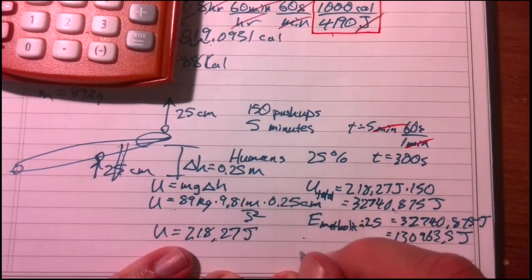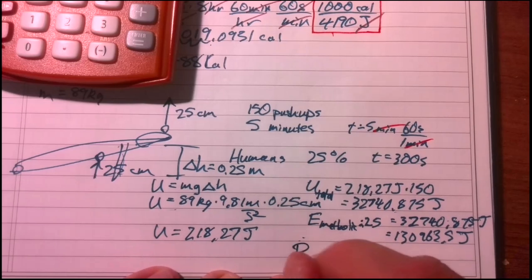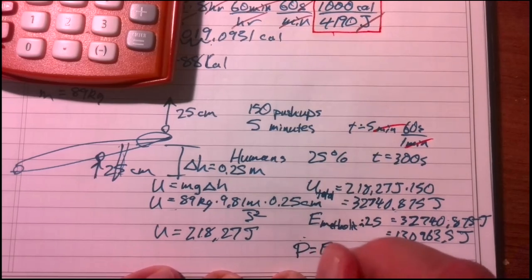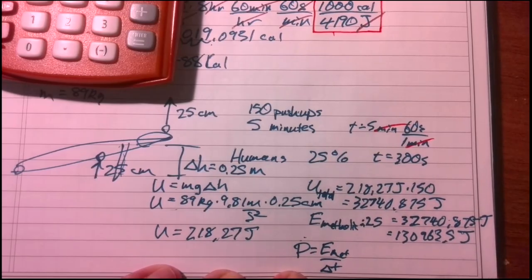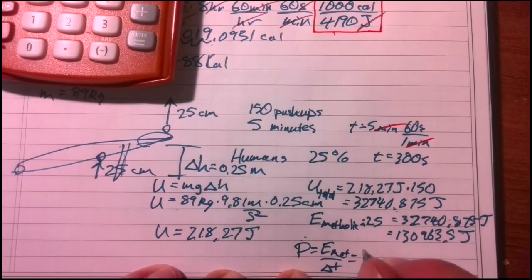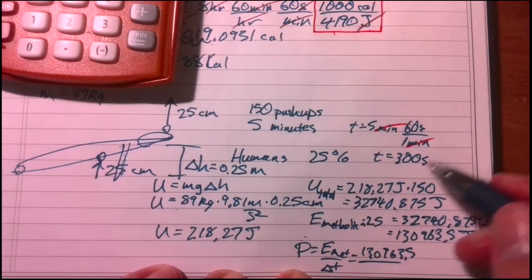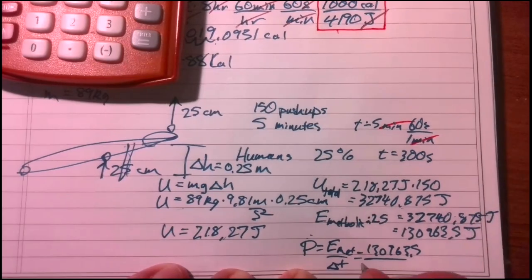Okay, so power is going to equal his metabolic energy divided by the time. Well, we got both of these now. So we have 130,963.5 divided by the time, which we figured out is 300 seconds. Okay, so I'm going to divide.